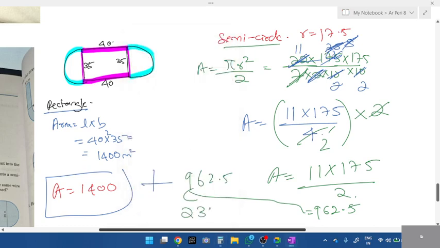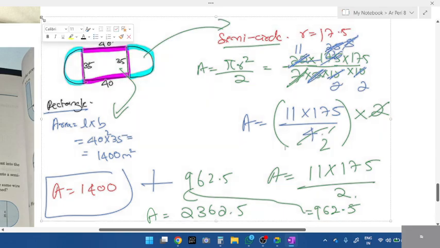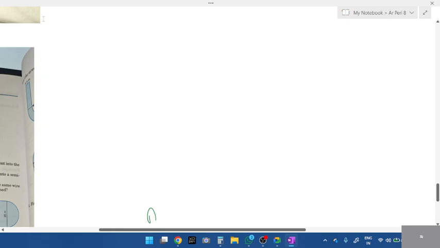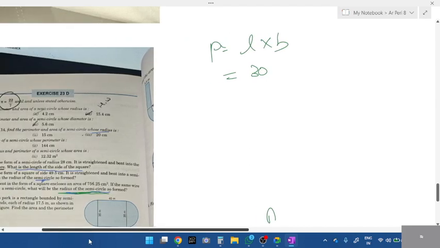2362.5. Okay, this is area. See, basically just two figures are given. That's it. So find the area of a rectangle, then find the area of a semicircle. Add them together. What about perimeter? How will you find perimeter? What is perimeter of a rectangle?